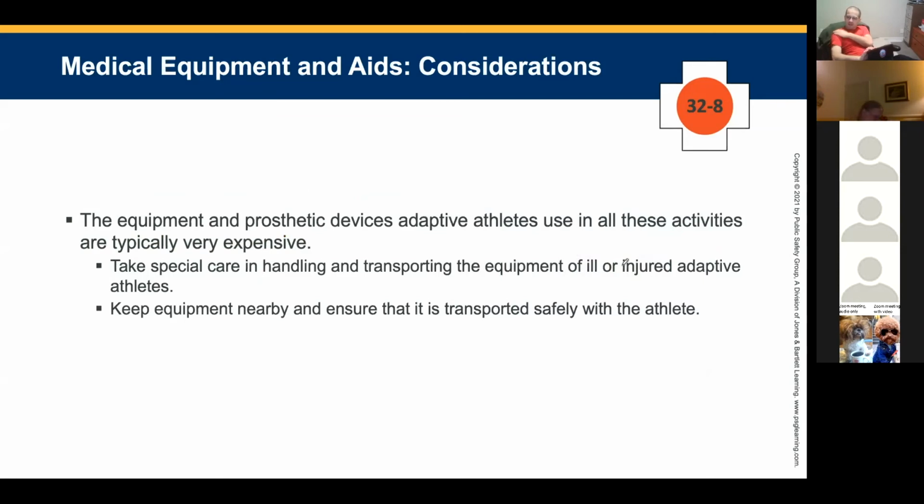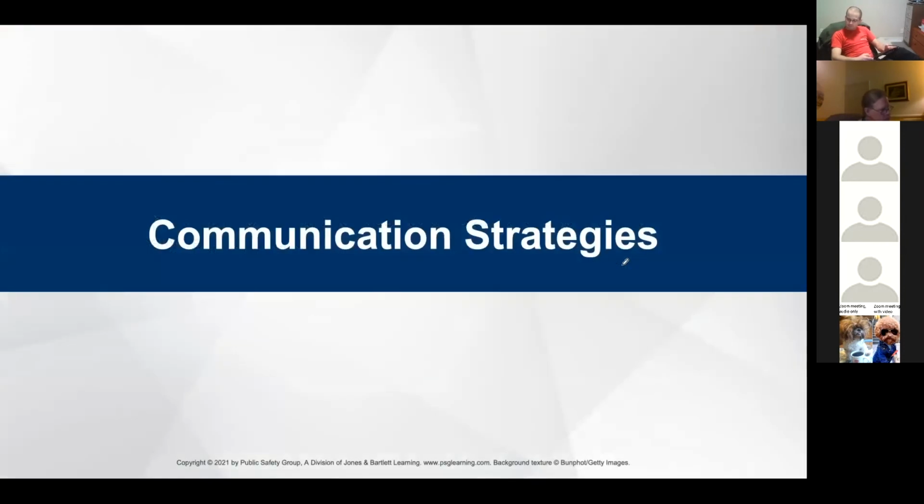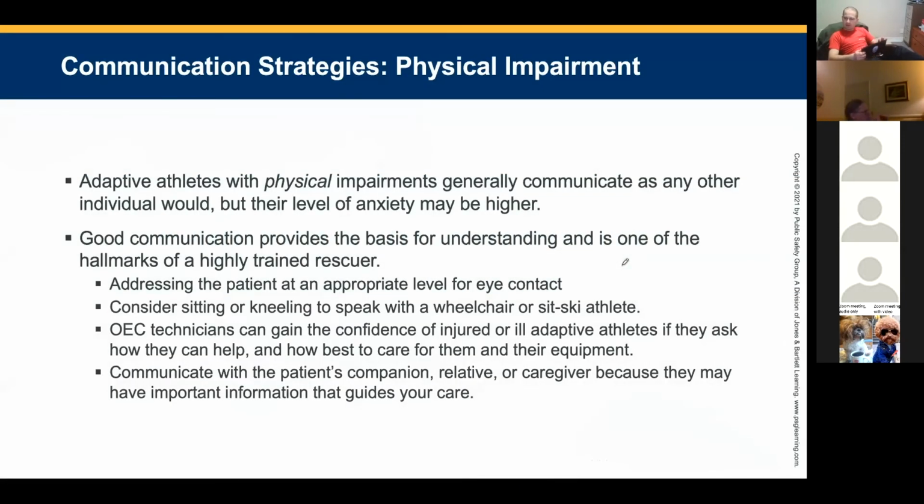The equipment and prosthetic devices used by adaptive athletes can be very expensive, so we want to make sure we take good care of them, and make sure that they remain near the athlete. All right, so moving from equipment, we're going to talk about some communication strategies to talk with these individuals. So, some communication strategies for those with physical impairments.